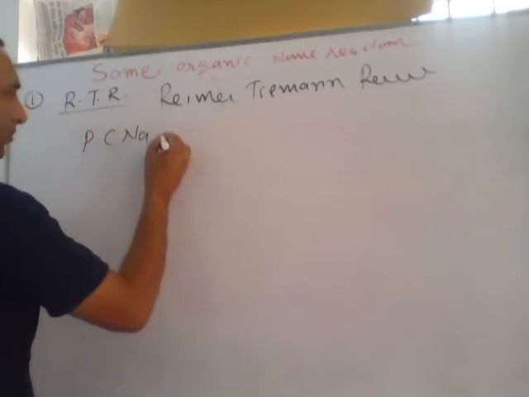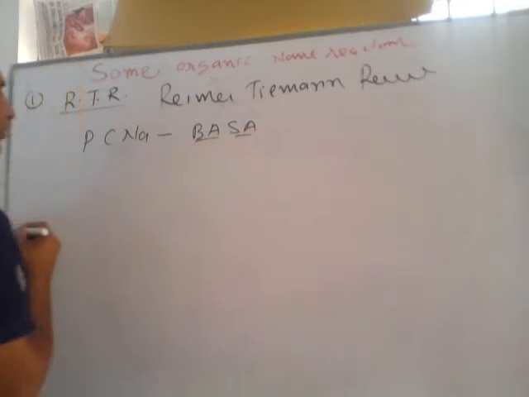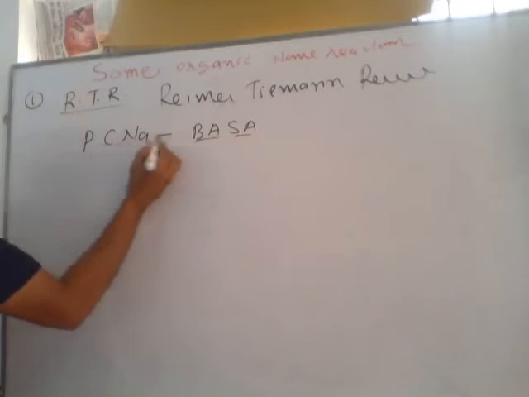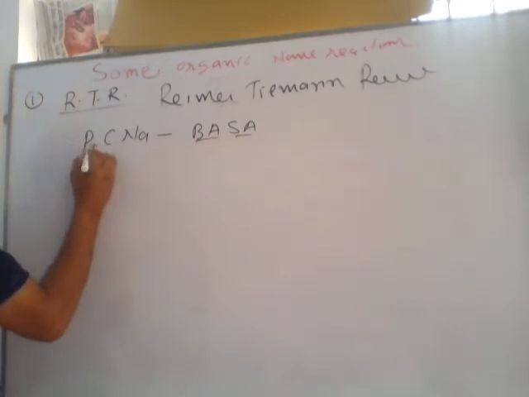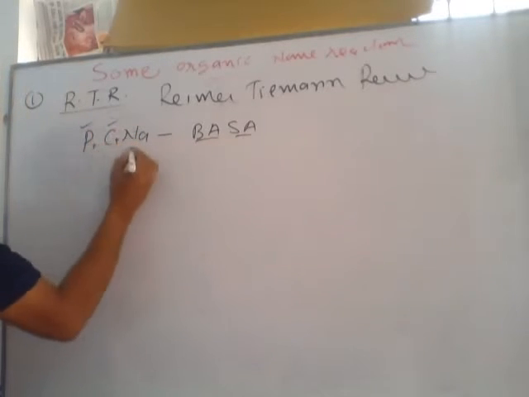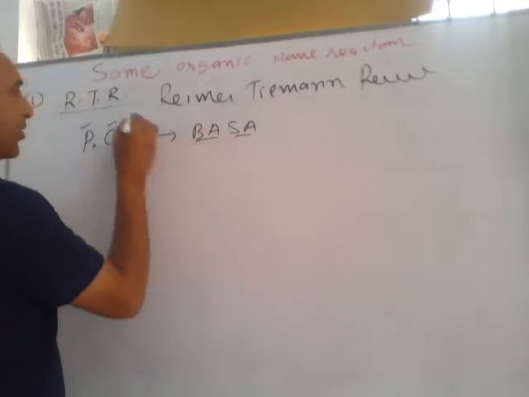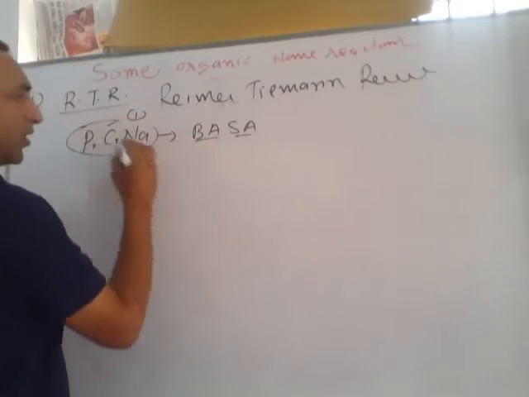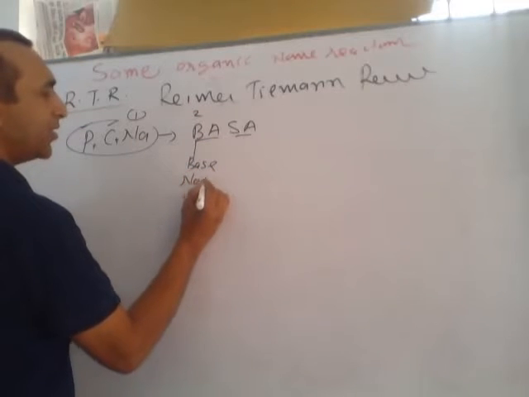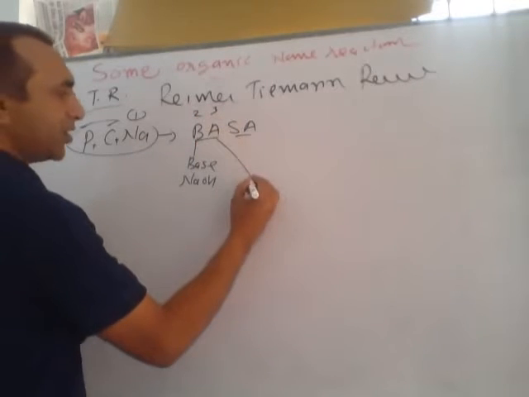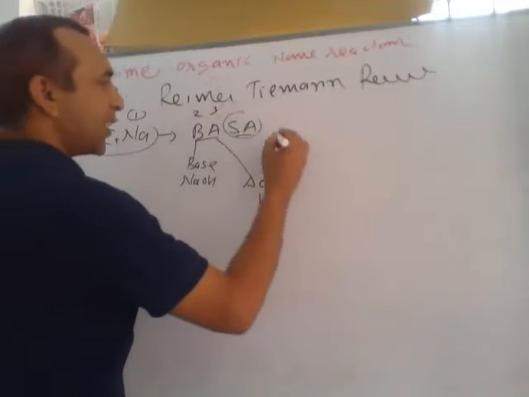PC na basa. PC na basa means first of all these three compounds, P plus C plus na, react and will give something. Then this is the first step reaction of all these. In the second step, B stands for base like NaOH, and the third stands for acid just like HCl. After the reaction, Sa will form.